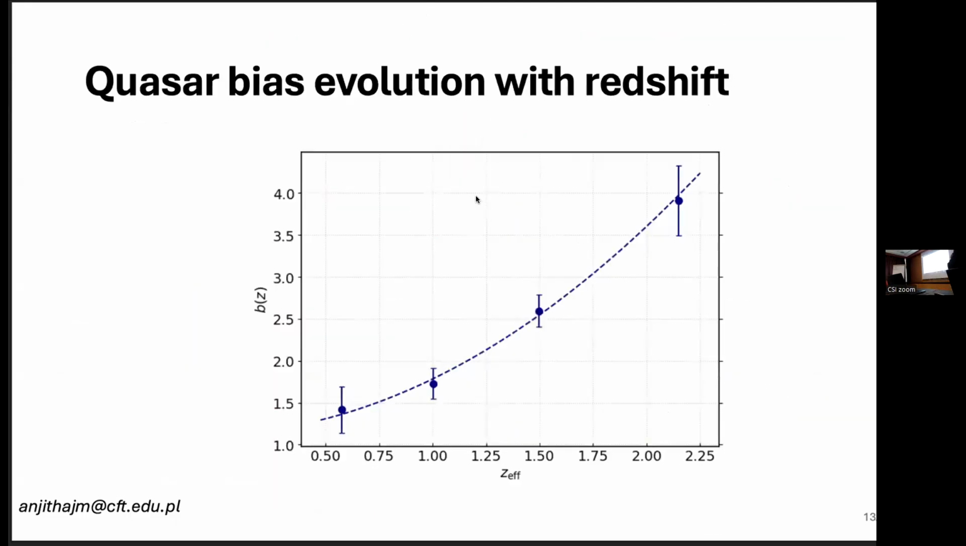This is the main result, because the bias is increasing with redshift. That means at higher redshift the quasars are living in the most massive halos. So this is the main result we get.